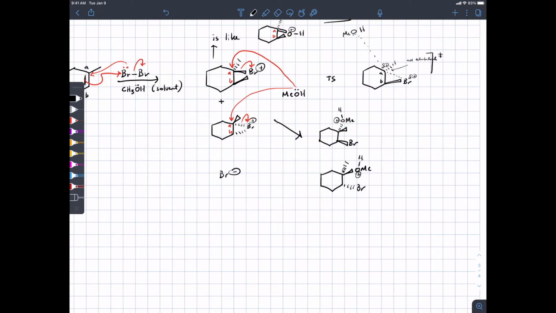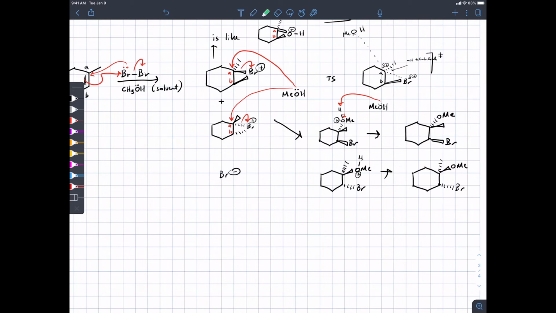And then some base, likely more solvent. Your text might show the Br minus ion doing it, and that's fine too, but we're going to remove the proton to get the neutral product. And note the anti-relationship between the nucleophile that came in the second step and the bromine where we formed the bond in the first step.